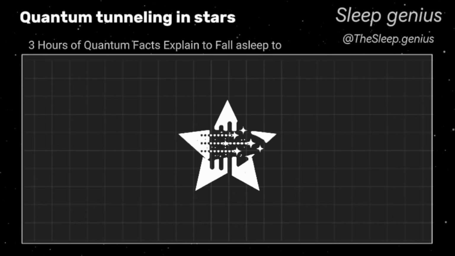There exists a non-zero probability that a particle can be found on the other side, appearing as if it has passed through the barrier itself. In stars, this allows protons to overcome their mutual electrostatic repulsion and fuse, releasing vast amounts of energy. The process is governed by equations that blend the abstract mathematics of wave functions with the tangible reality of stellar luminosity, a bridge between the unseen quantum realm and the observable universe.